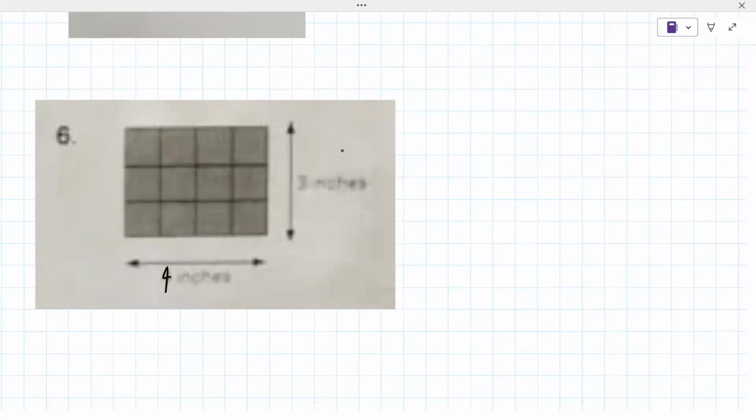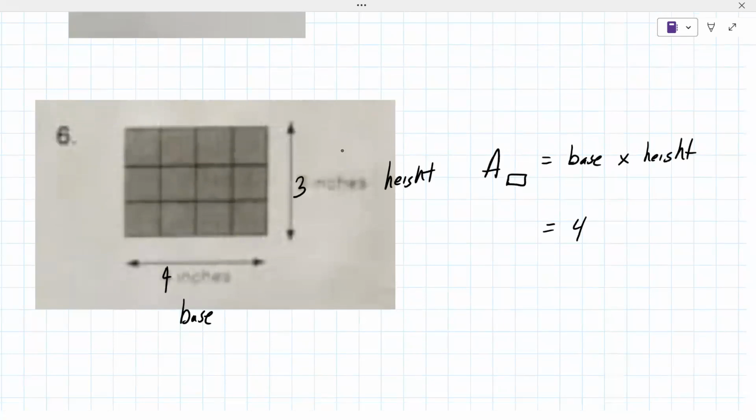So this is 4 by 3. The area of a rectangle is base times height. It sits on its base. It has a height. So it would be 4 times 3, which is 12. Okay, and then units. So units here, 12 inches squared.